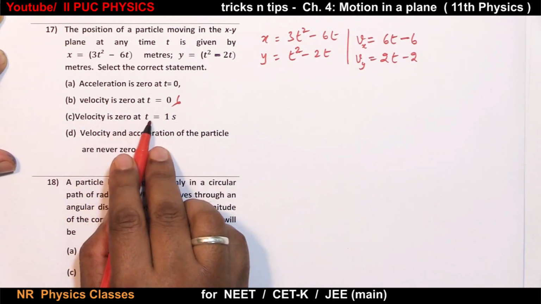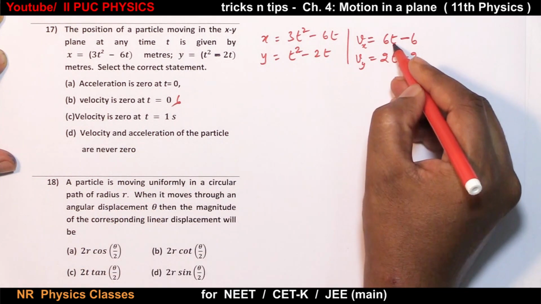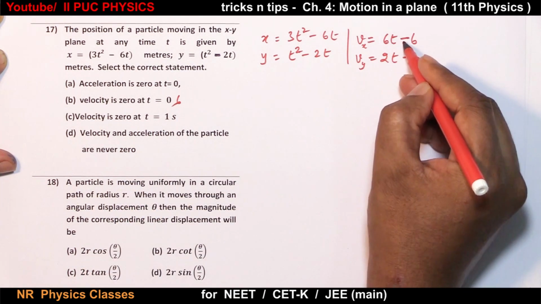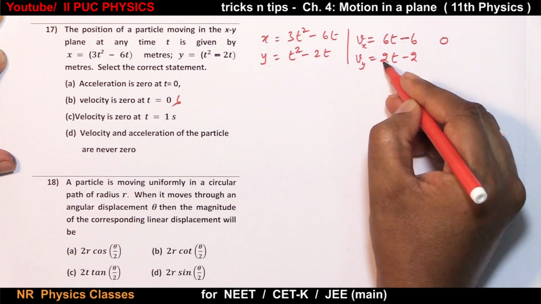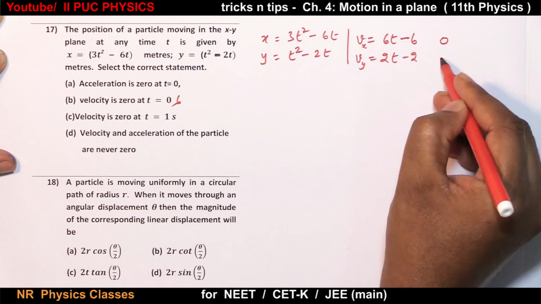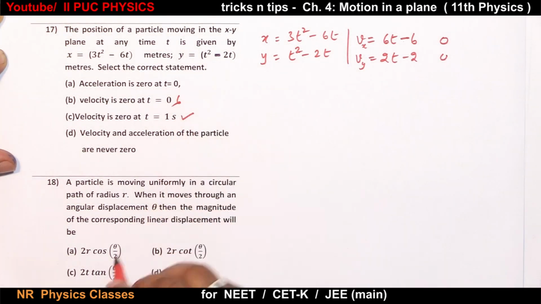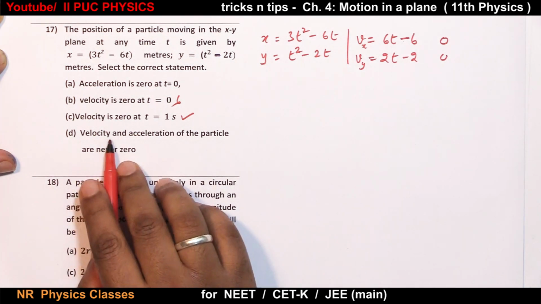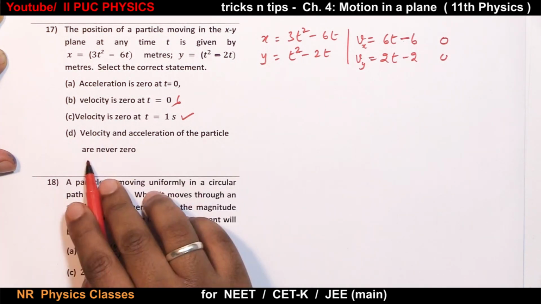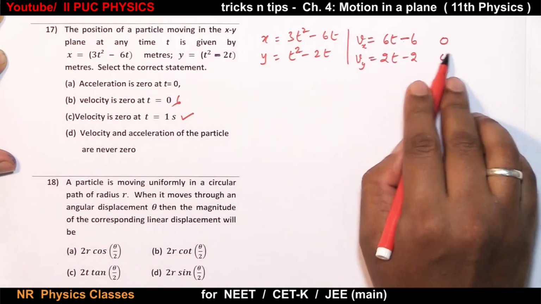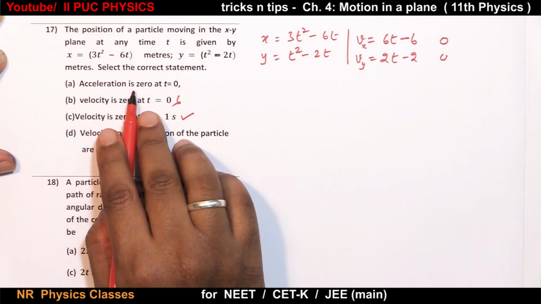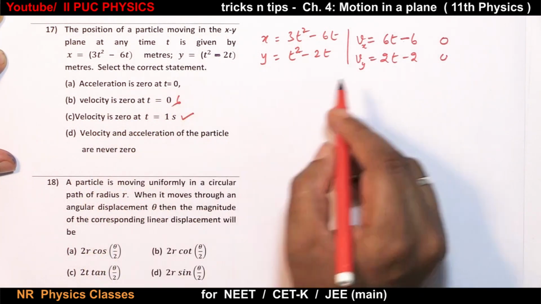Velocity is 0 at t equal to 1 second. Substitute t equal to 1: 6 minus 6 is 0, 2 into 1, 2 minus 2 is 0. So yes, velocity can be 0. Velocity and acceleration of the particle are never 0: yes, velocity can be 0, so this is wrong. Acceleration is 0 at t equal to 0.